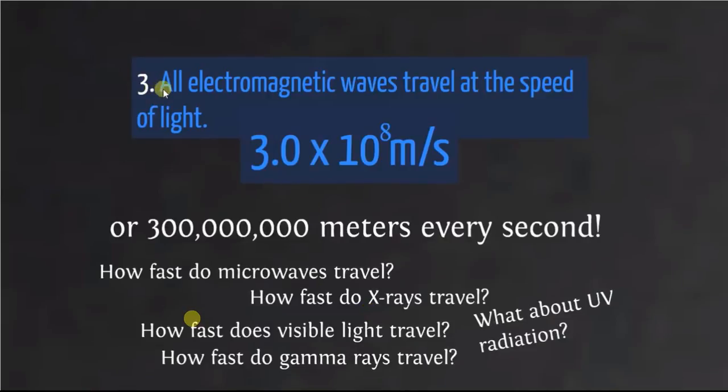Now, all electromagnetic waves, you're writing this down on page 3, all electromagnetic waves travel at the speed of light, which is 3.0 times 10 to the 8th meters per second. All electromagnetic waves travel at the same speed. All of them. Every last one. Write that down.